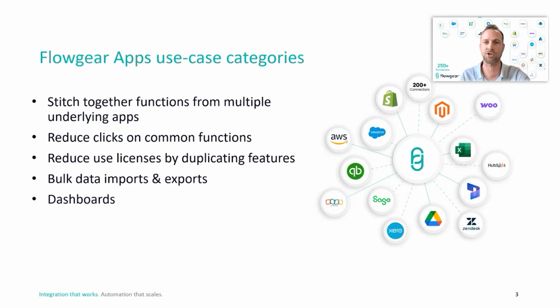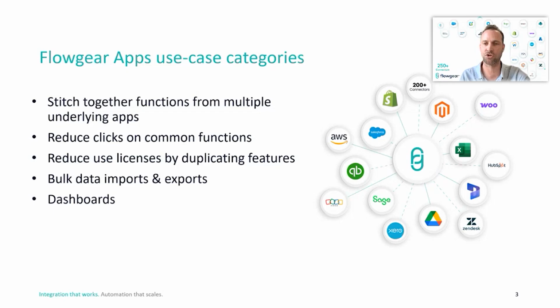So if there's any discretionary element, perhaps the choice of the shipping or how you're going to allocate stock from the warehouse, any element that requires a human in the loop, you can consolidate those functions down using a single Flowgear app so that the user doesn't have to go into multiple of the internal or backing apps.